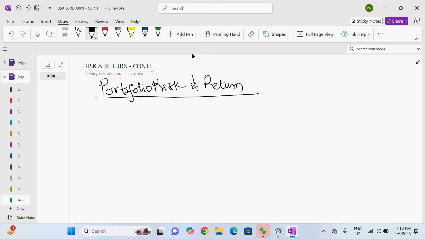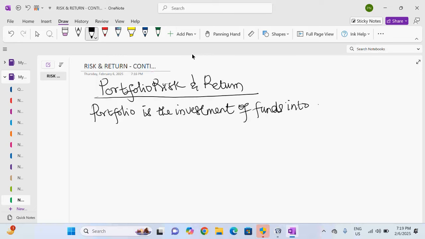All right, so what is a portfolio? What do we mean by a portfolio? A portfolio is the investment of funds into different securities. Just to simplify everything, it's the investment of funds into different securities.